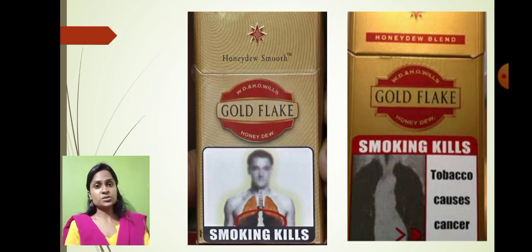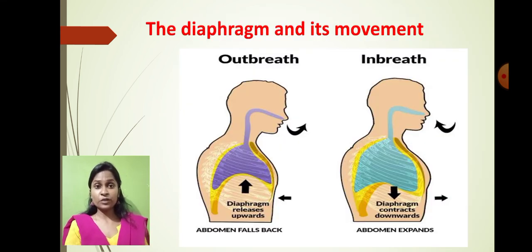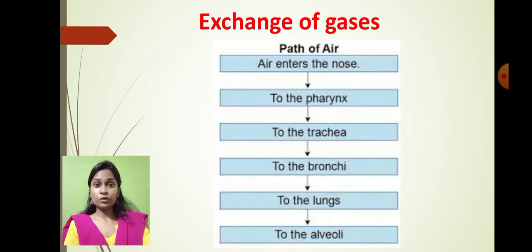Understood? So students, what have we learned so far today? We have learned today regarding the diaphragm movement. We have learned that during the out breath, the diaphragm is pushed upward. And during inhalation, the diaphragm is pushed downward. Understood?